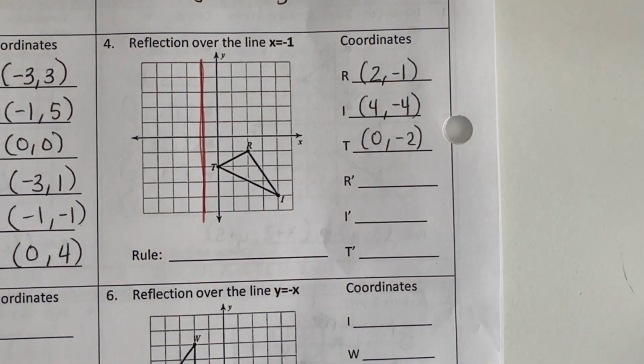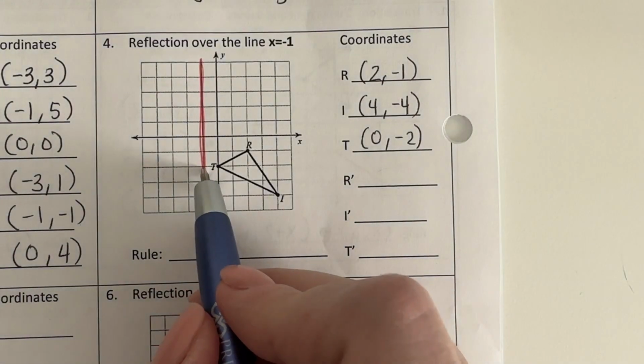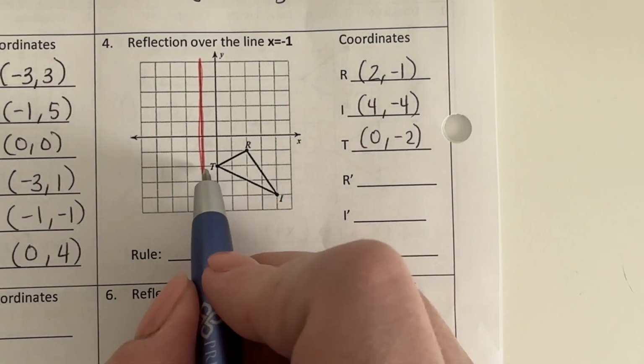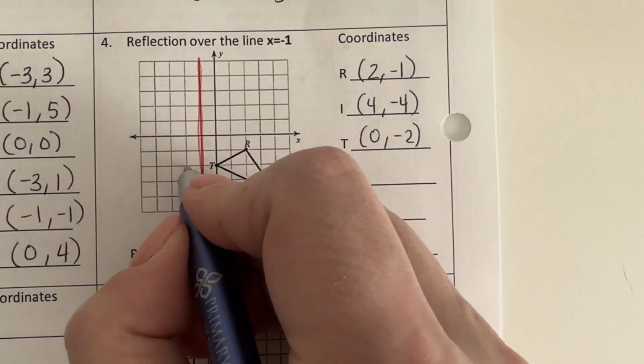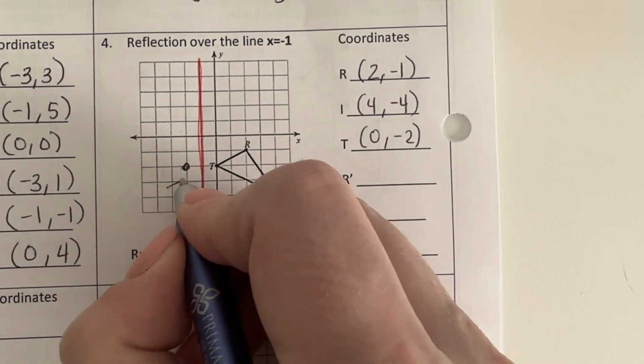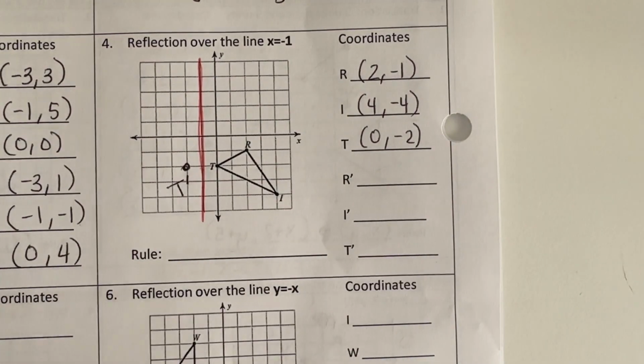Okay, so there are my coordinates. Now I'm going to be reflecting horizontally this time. I'm going to look at each point and say how far it is from my reflection line. T is 1 space to the right, so I'm going to go 1 space to the left, and that's going to be my T prime.